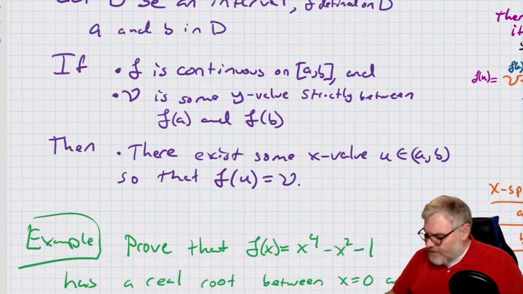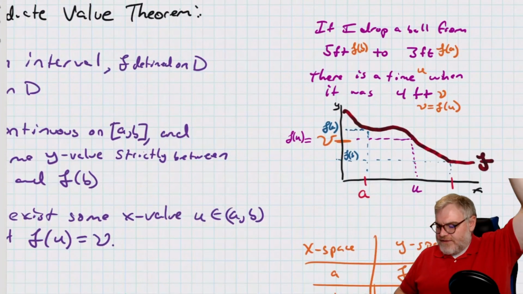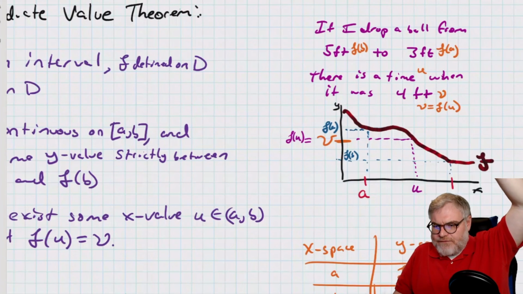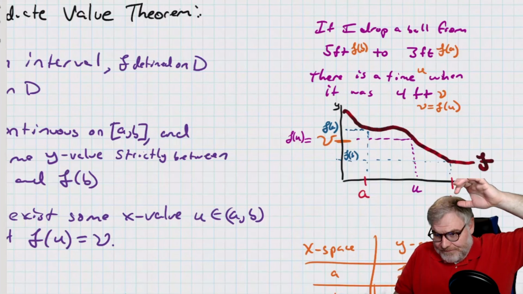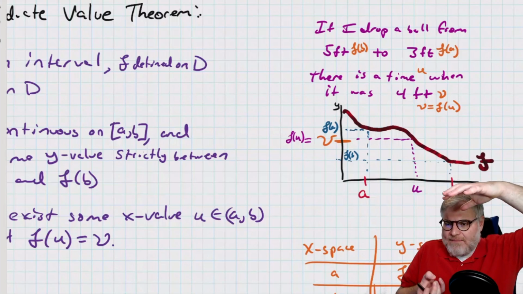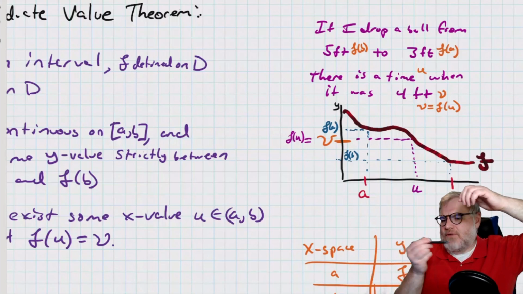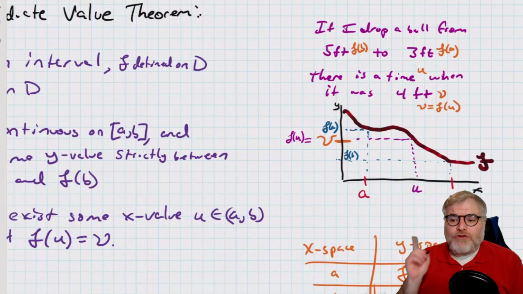So remember the metaphor and the drawing. If I drop a ball from 5 feet and I grab it at 3 feet, there's some time, if at t equals a I drop the ball from 5 feet and I grab it at 3 feet, when it was 4 feet high. And this is kind of the drawing to remember. And there could be multiple times.